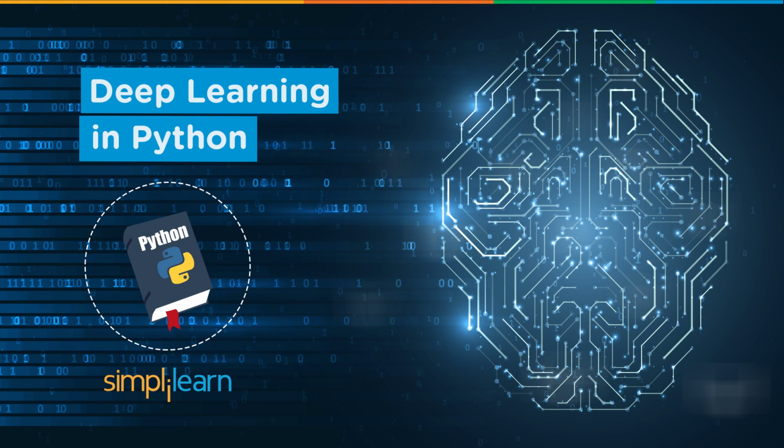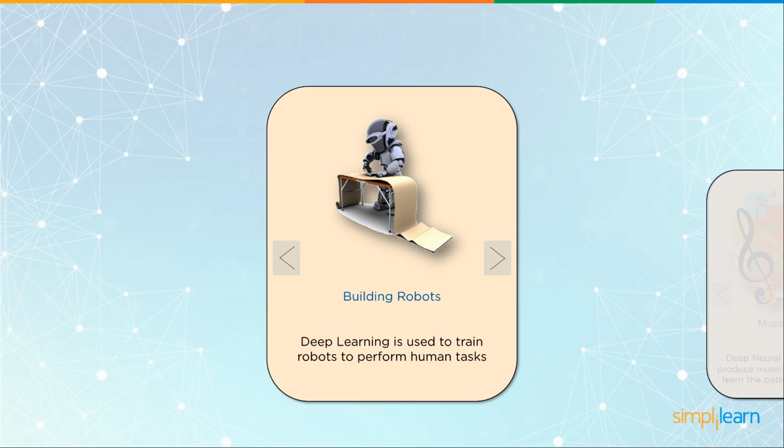Although deep learning has been around for a while, it is just in its infant stages of development as far as exploding on the market. I mean, it is. Right now they're building robots with it. Deep learning is used to train robots to perform human tasks.